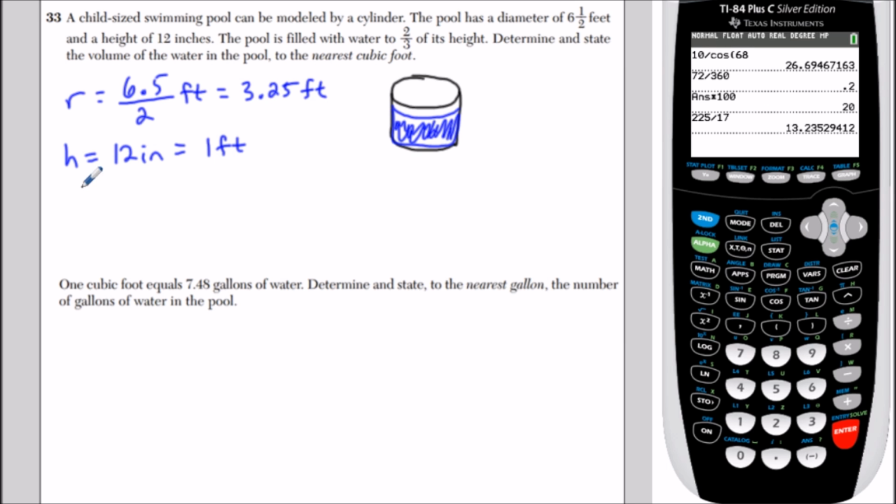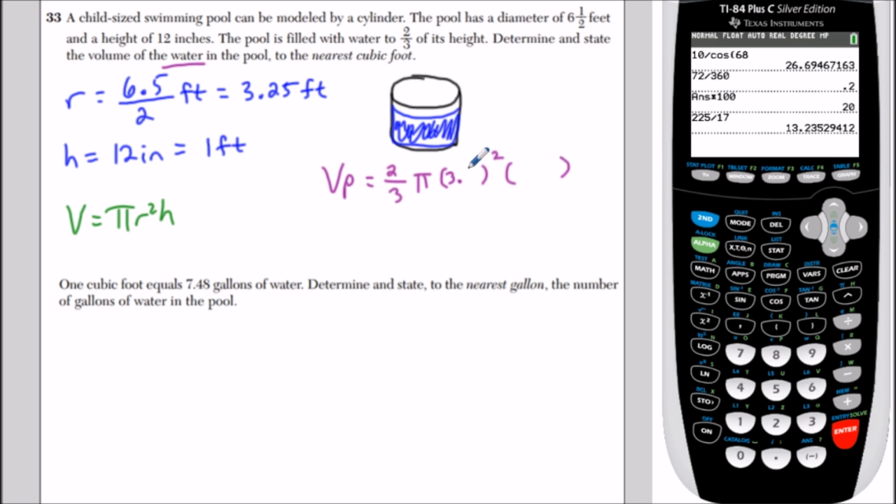And the formula that we need is the volume of a cylinder is pi r squared times height. But for the volume of the pool, this is where we have to be careful. If the pool is only filled 2/3 of the way, we're going to multiply the volume by 2/3 because we're solving for the volume of water, not the volume of the pool itself. So we're going to do 2/3 times pi and the radius squared, and then times the height. And the radius, we said before, was 3.25.